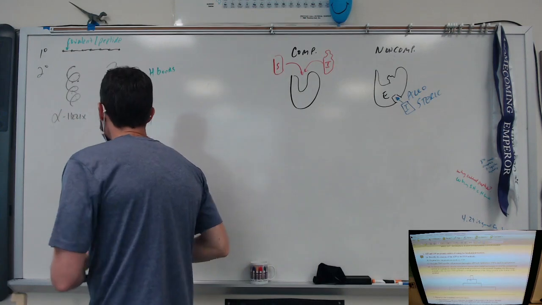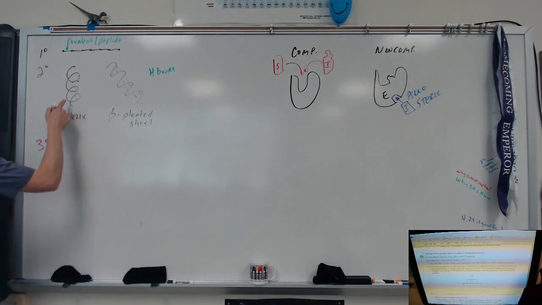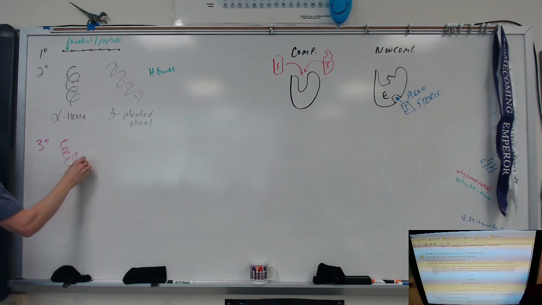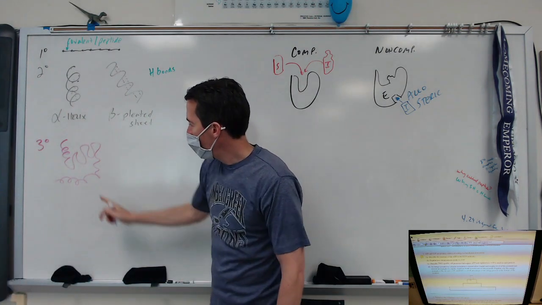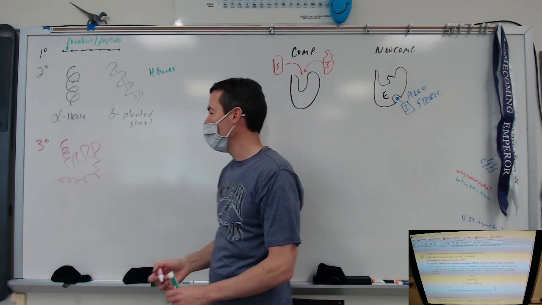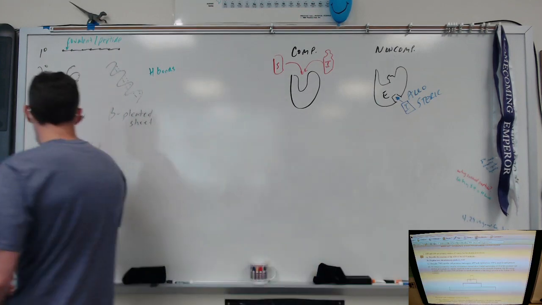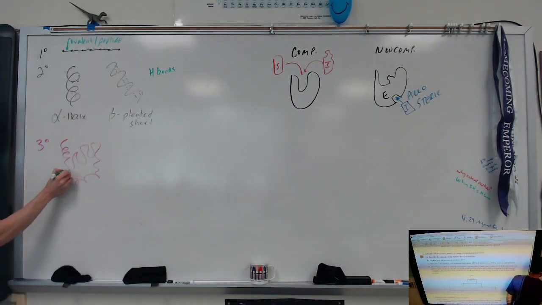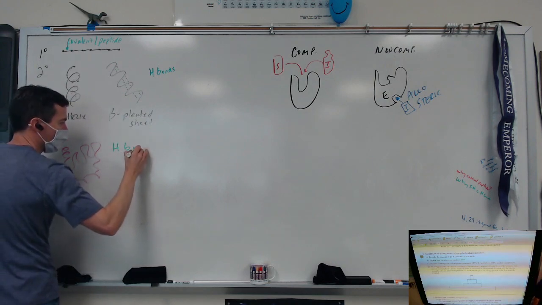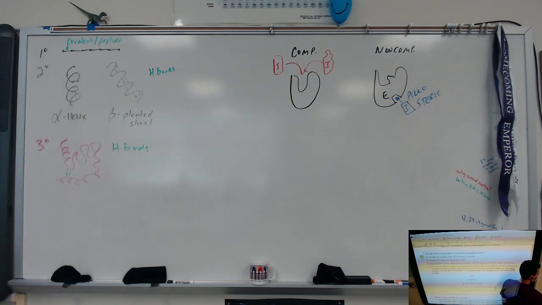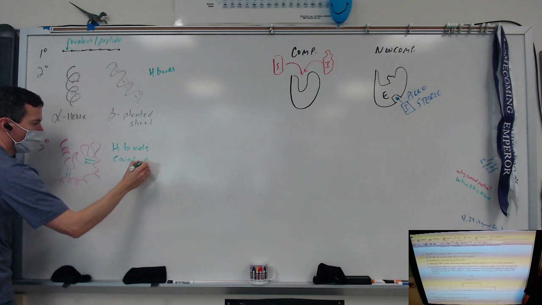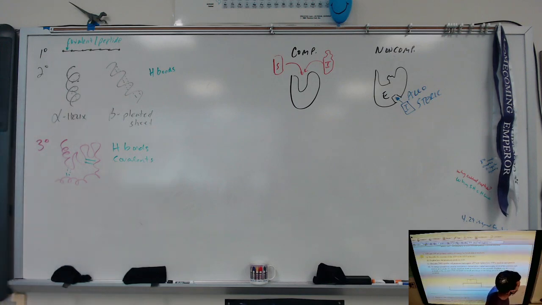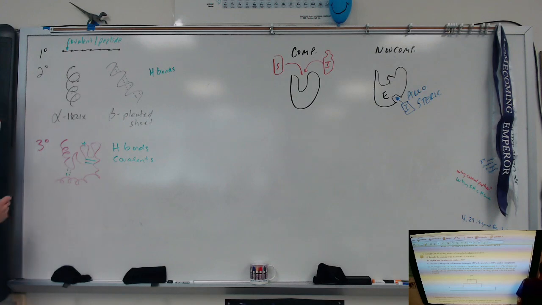The third level is when I start taking several of these and joining them. So maybe I've got an alpha helix, a beta pleated sheet, another beta pleated sheet, another alpha helix, and they start bonding with each other. So maybe they form some hydrogen bonds. Maybe they form some covalent bonds. All bonds are fair game. Maybe this guy's got a full-on plus, and this guy's got a full-on minus charge. That'd be ionic.